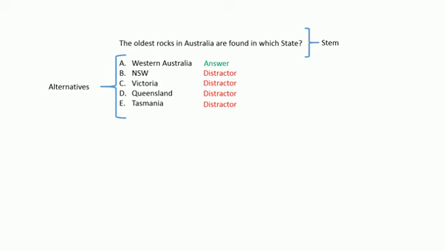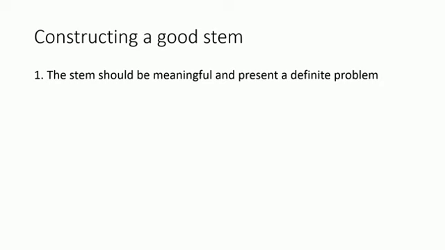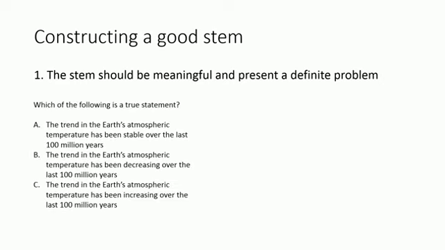But anyway, let's have a look at some principles of how to write good multiple choice questions. Okay, so the first thing you need to be able to do is to construct a good stem. Now, I'm just going to talk about some of the basic principles and techniques in order to avoid writing poorly worded stems or stems that are difficult to understand. So it's about getting clarity in your multiple choice questions to start with. All right. So the first thing you need to do is to make sure that the stem is meaningful and presents a definite problem. Now, what do I mean by that?